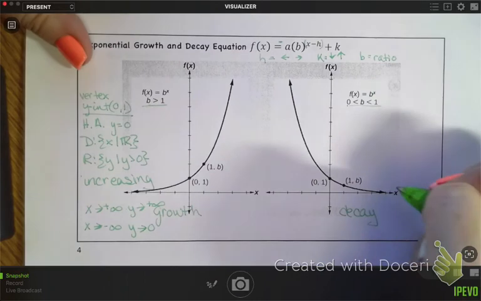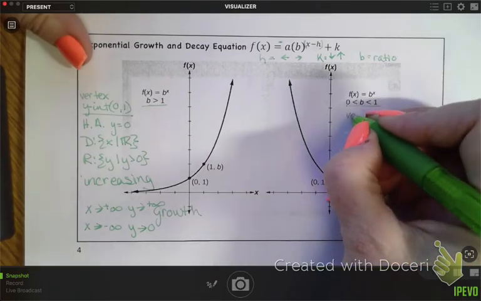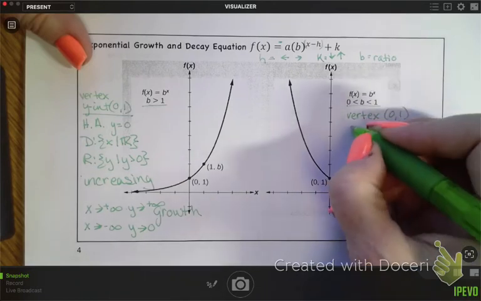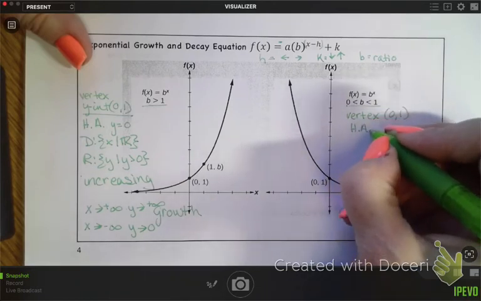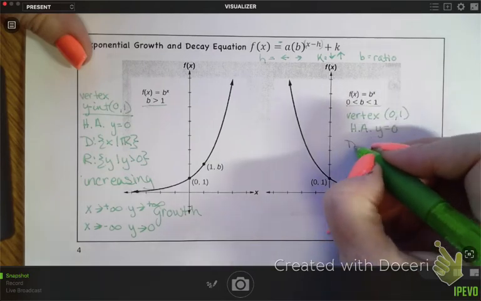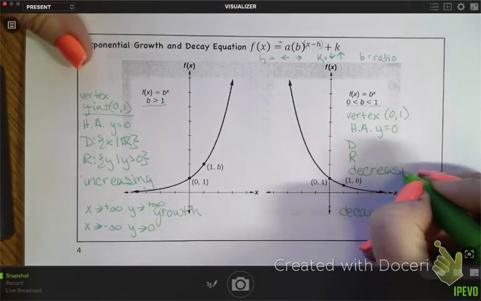So on a decay function, everything is the same. Our vertex is still the same. Our horizontal asymptote is still the same. Our domain and range too, but we are decreasing. Now.